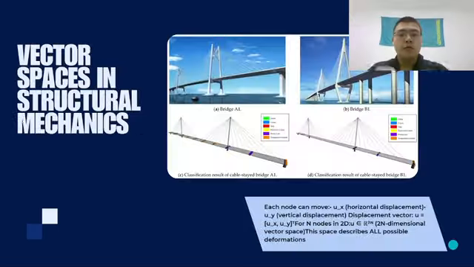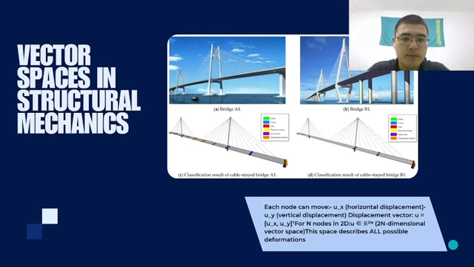So now I will talk about vector spaces. In structural engineering, every node of a bridge can move in 2 or 3 different directions: horizontally, vertically, sometimes rotationally. So we collect all these possible movements into a displacement vector u. For a bridge with n nodes in 2D, the vector u lives in R^2n, a vector space of dimension 2n. So this is not just abstract math, it tells us exactly how many degrees of freedom the structure has.